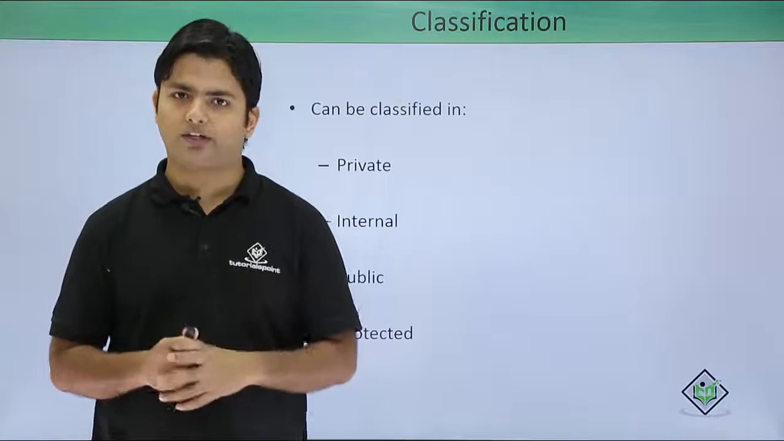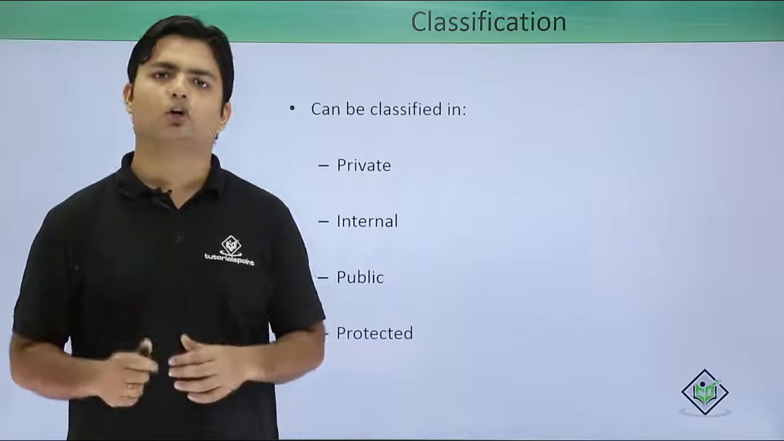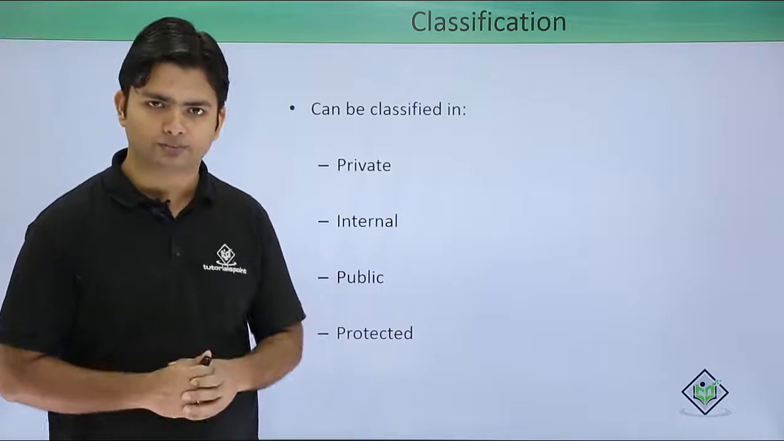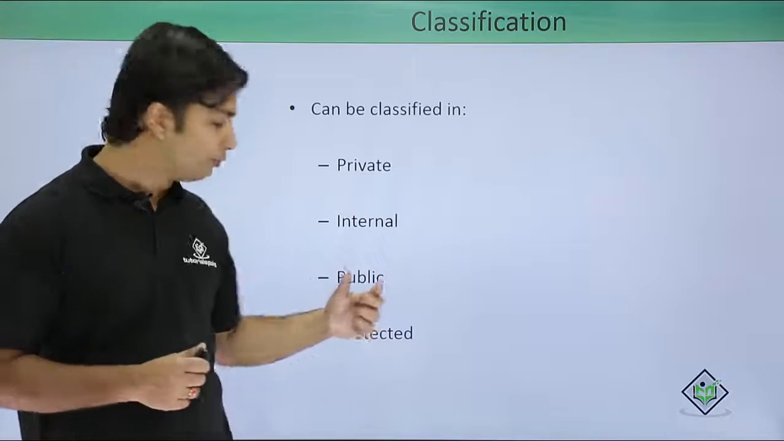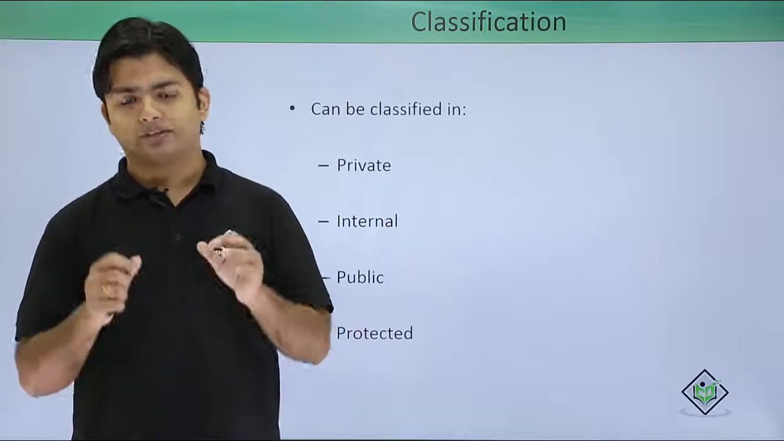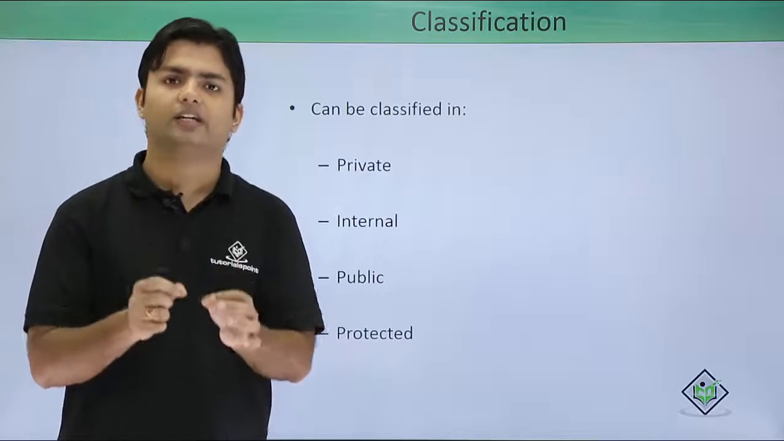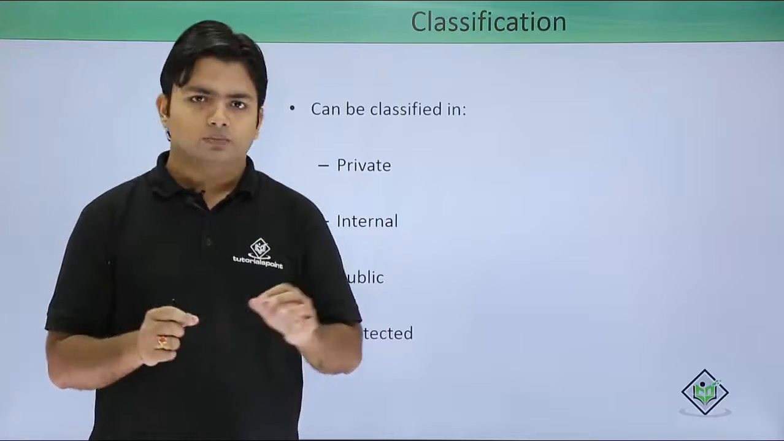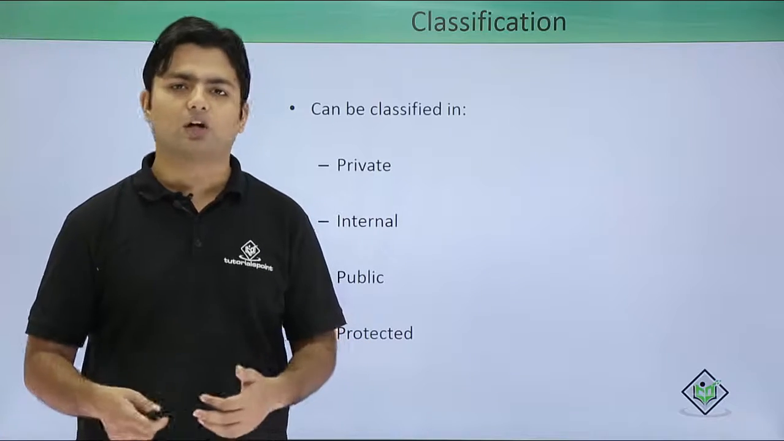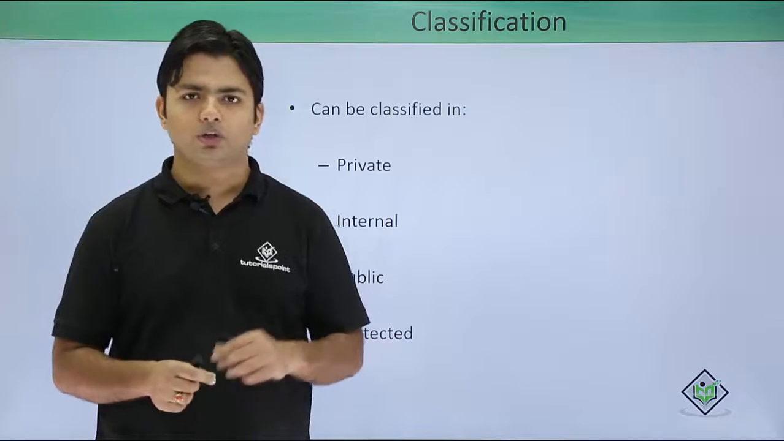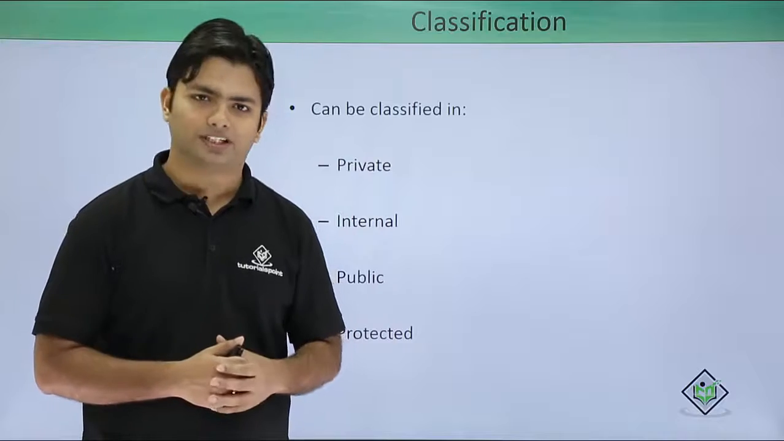And last is protected. When we start discussing inheritance, we will get the concept of base class and derived class. If you define any data member inside a base class with the access specifier protected, that means along with the base class, this member can be accessed within the derived class as well. We will discuss this practically when we start working with inheritance. But in this video, let's see practically how we can implement private, internal, and public.